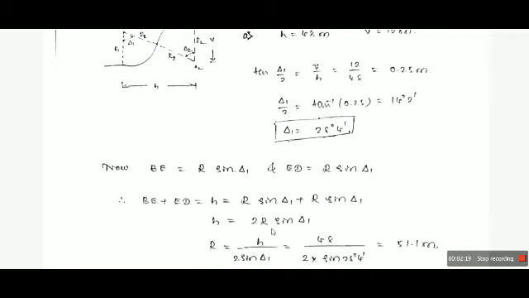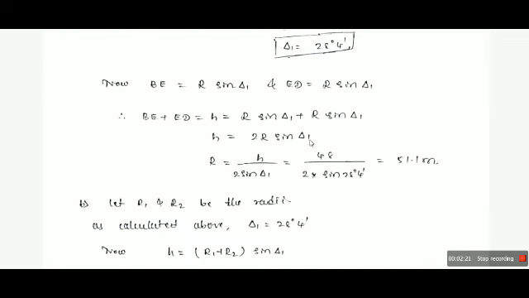Now h is equal to 2r sine delta 1. By simplification, the r formula will be h divided by 2 sine delta 1. Putting in the h value and the delta value, you will get the radius of the curve as 51.1 meters.